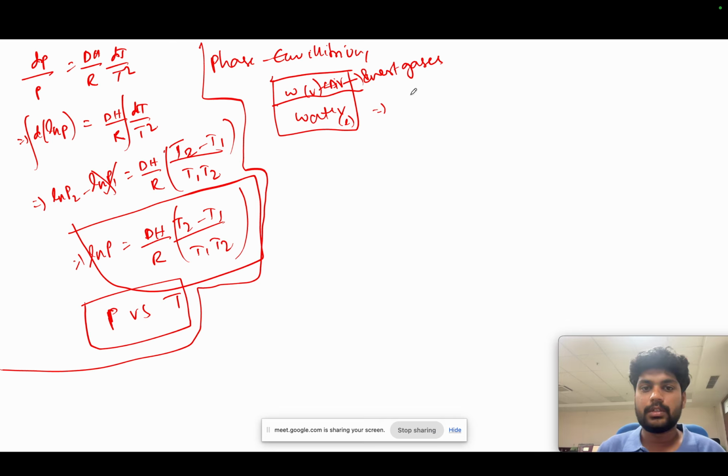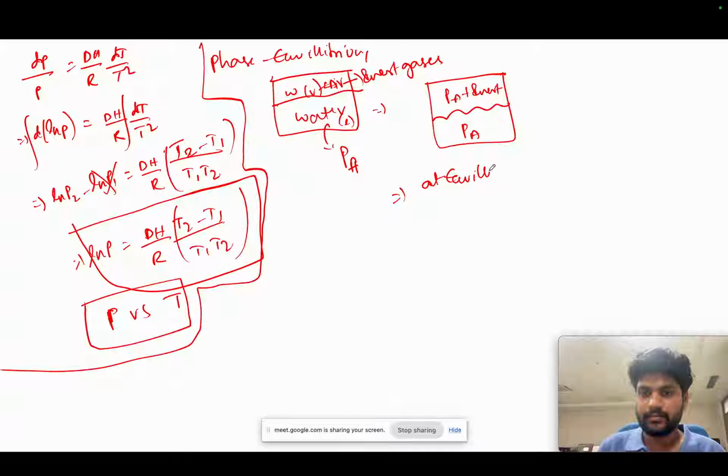You can again take the partial pressure. Here in the liquid, suppose it is water, I am assuming it as A. If I make this diagram again, it will be PA in the gas phase plus inert gases. At equilibrium, mu1 equals mu2. So P total is nothing but PA plus P inert.